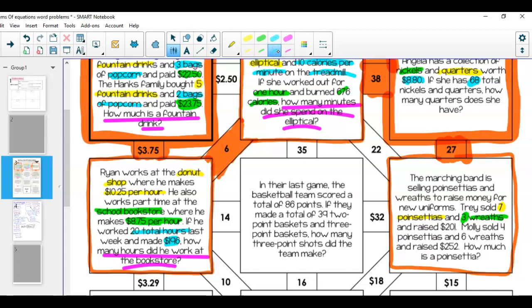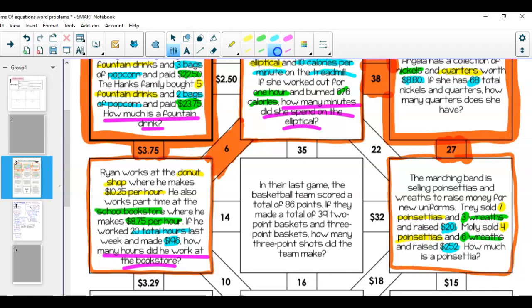And he raised $201. And then Molly sold 4 poinsettias and 6 wreaths and raised $252. We're trying to figure out how much is a poinsettia.